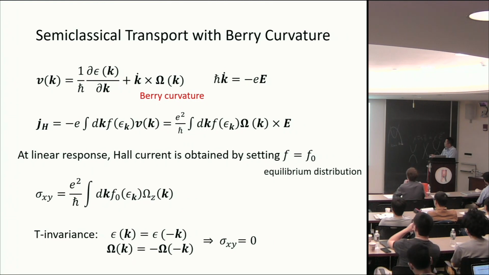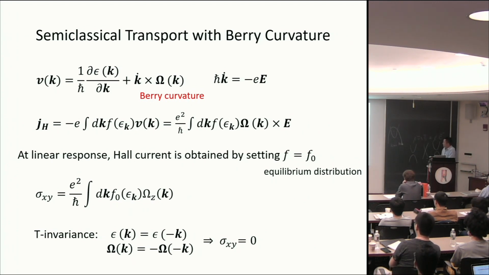So then, in order to get the linear response Hall current, in this expression, we would substitute f with f naught, which is the equilibrium distribution, right? And this immediately gives us the expression for Hall conductivity. So it's an integral of Berry curvature multiplied by the equilibrium Fermi-Dirac distribution over the k space.